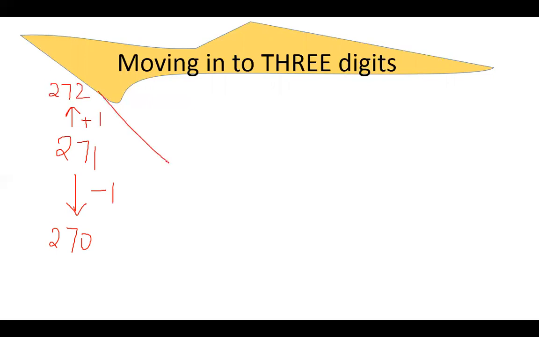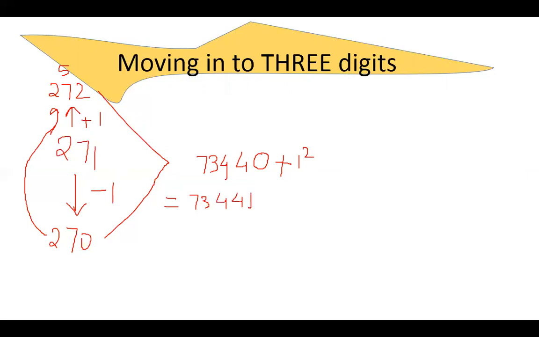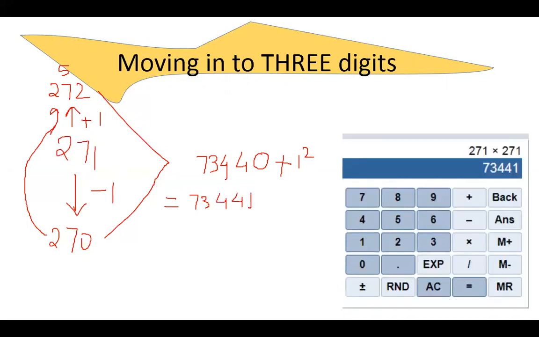Now what I need to do is multiply 270 by 272. When you are multiplying, again you will get a 0 at the end. 27 with 272: 27 into 2 is 54, you will get 4 here and carry 5. Now 27 into 27 is 729, and 729 plus 5 is 734. So what we get here is 73440. Since you have added and subtracted 1, you will add 1 square, which is 1. So this number is 73441. Let us see what the calculator gives you. This is 73441.